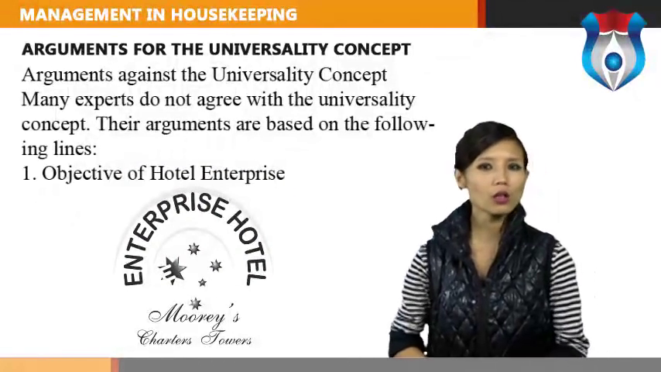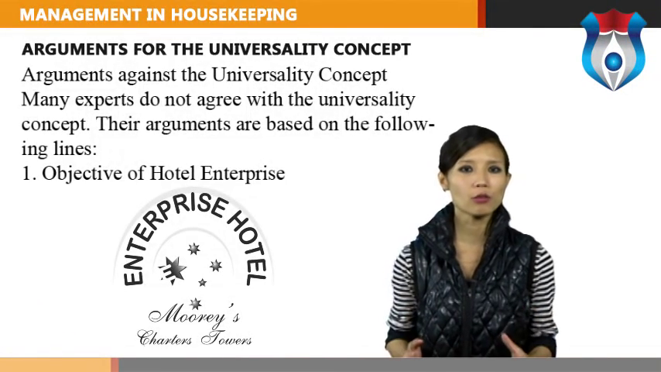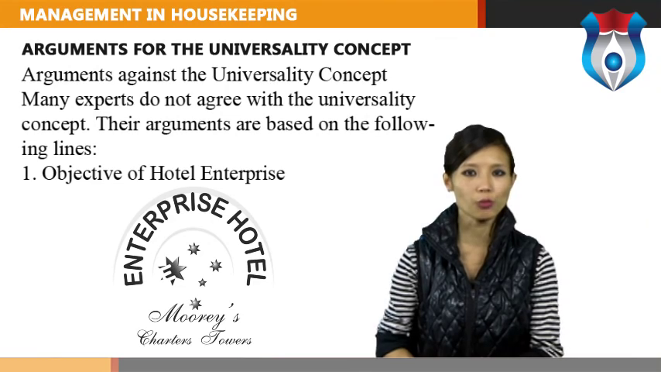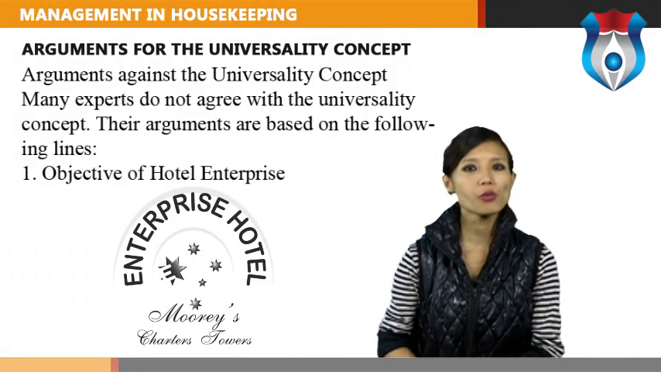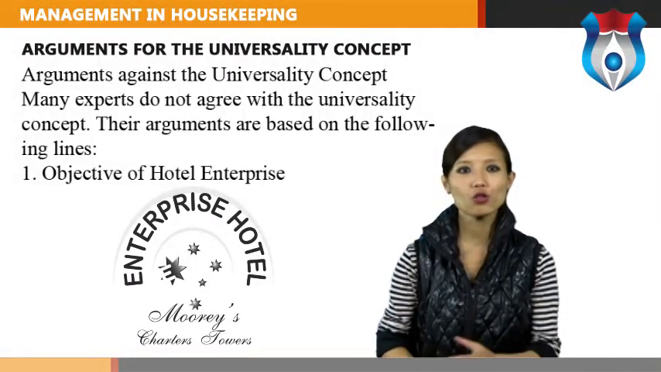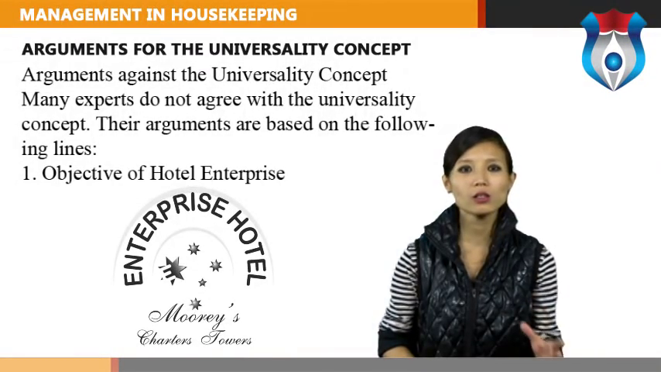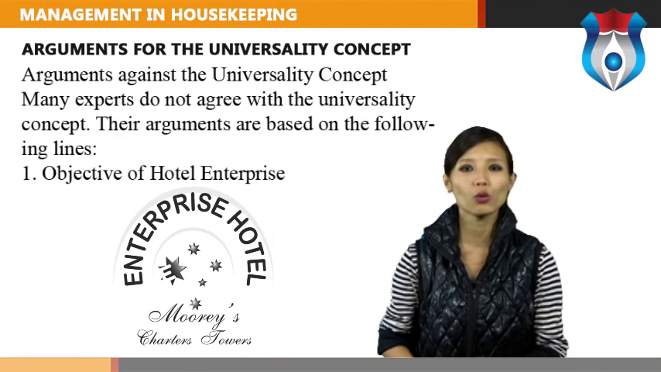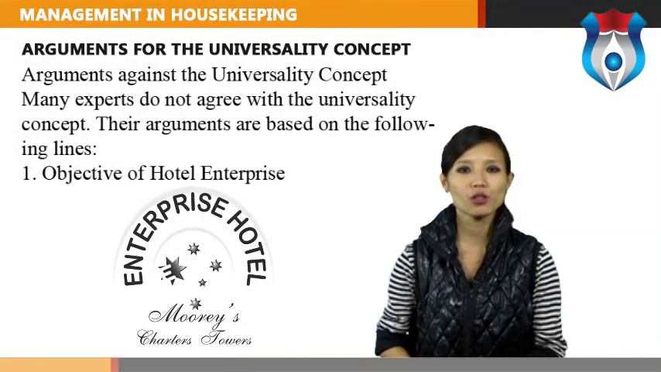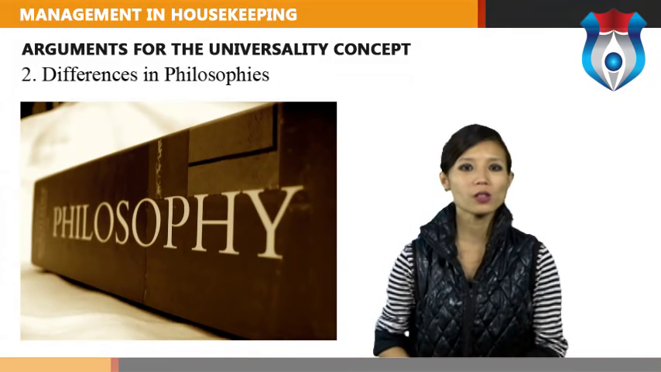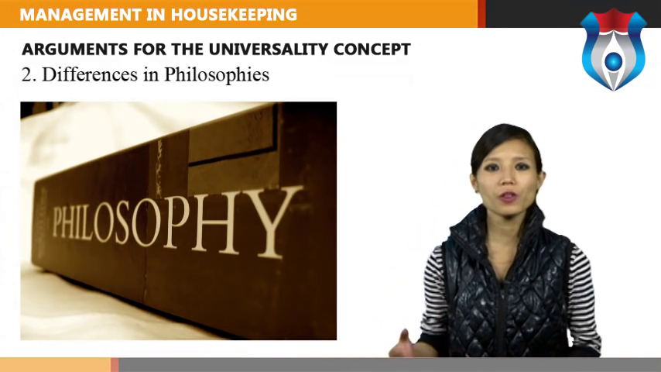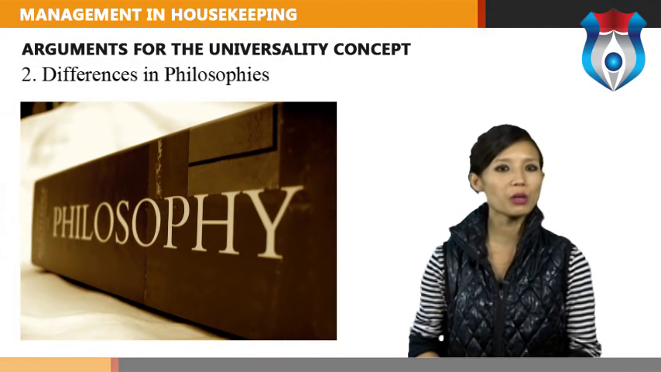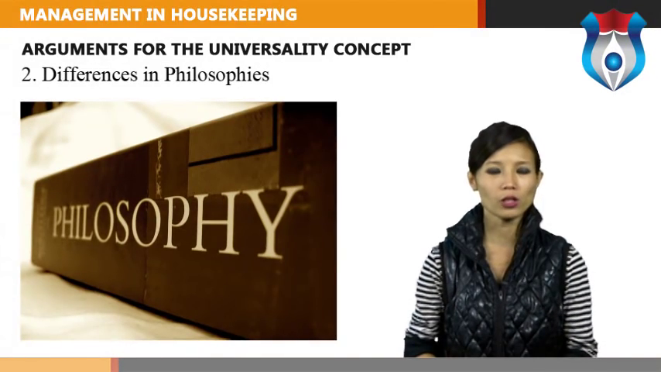Arguments against the universality concept. Many experts do not agree with the universality concept. Their arguments are based on the following lines. Objective of the hotel enterprise. The objective of an enterprise determines the type of management. Drucker is of the opinion that the skills, the competence and the experience of management cannot as such be transferred and applied to the organization and running of other institutions. Differences in philosophies. Differences in philosophies of different hotel enterprises put a limit on a person being a good manager in all types of hotel enterprises.